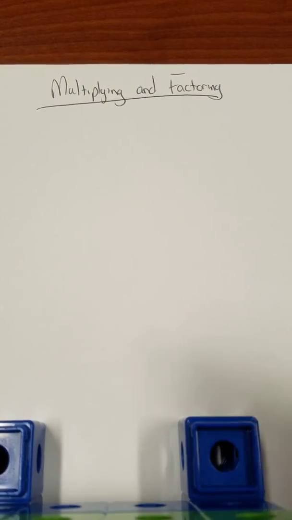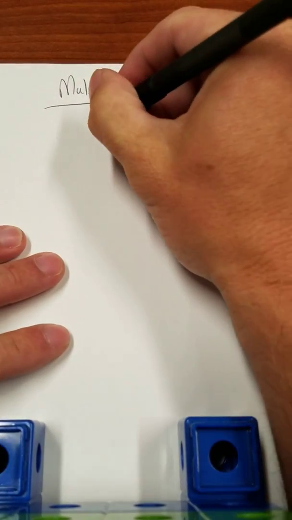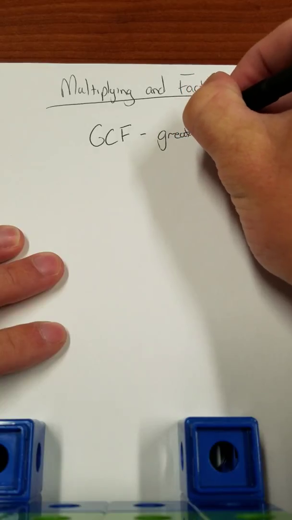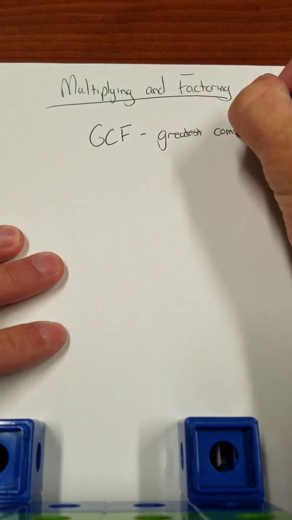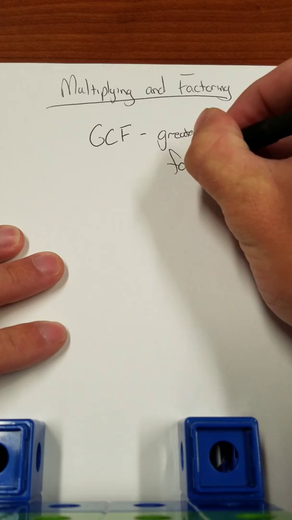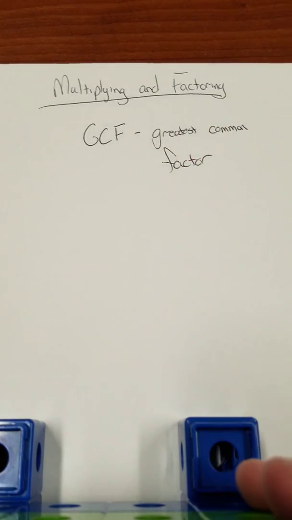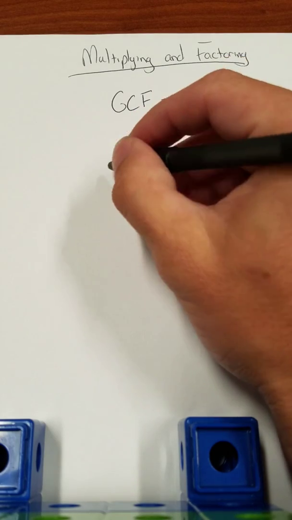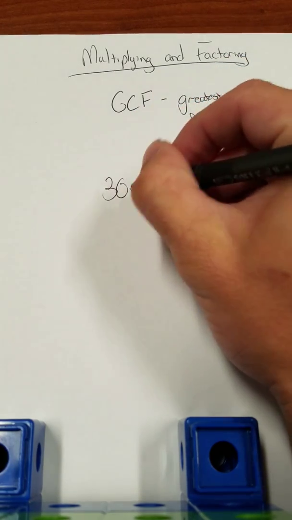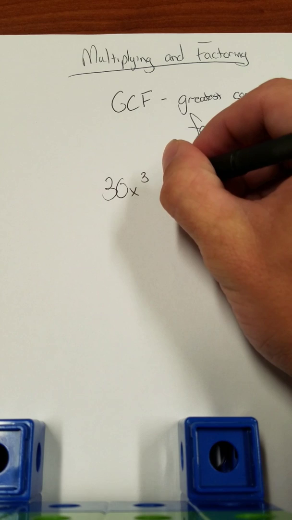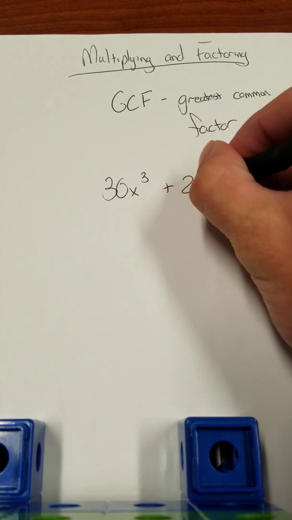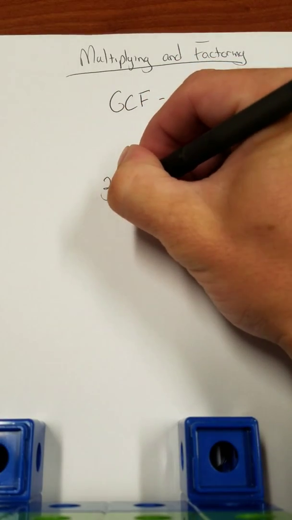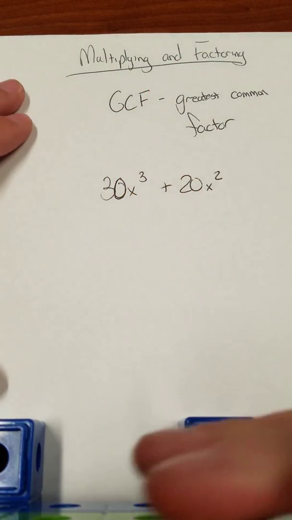Multiplying and factoring. First thing I'm going to talk to you about is what's called the GCF, or greatest common factor. Okay, how to find it. So let's say we have 30x to the third plus 20x squared, and we need to find the GCF, and we're going to factor it out.